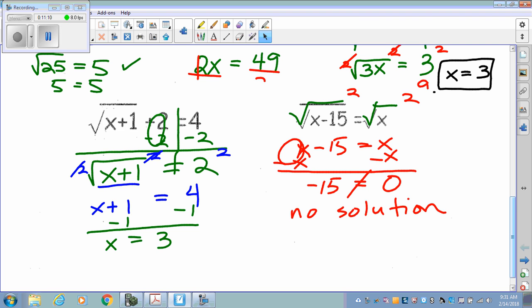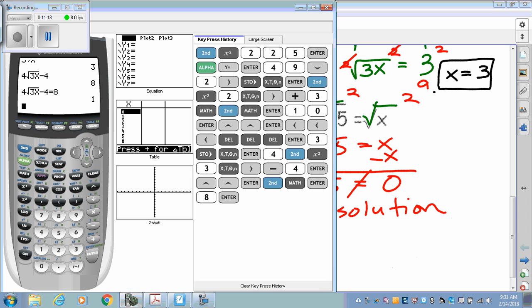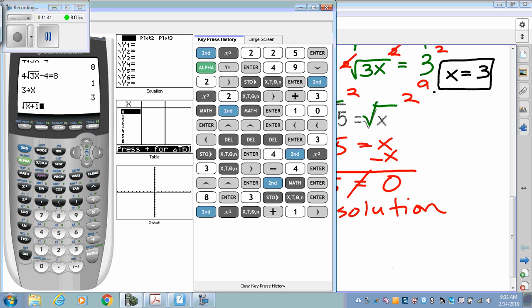All right, and then let's see if this one is a solution or if it's extraneous. So I'm going to store 3 into x. So I'm going to do 3, store x, and I'll hit enter. And then I'm going to type out the original equation. You go back to where you started. So that would be second. And then I've got square root of x plus 1, and that was all under the radical. So then I'm going to arrow over so that the next part, the plus 2, is not under the radical. All right. And then I'll hit enter.